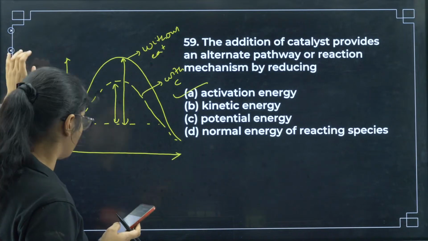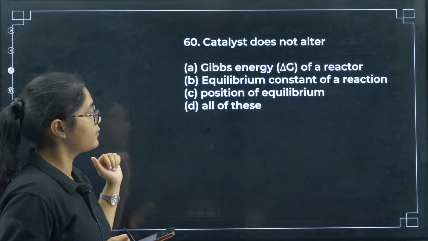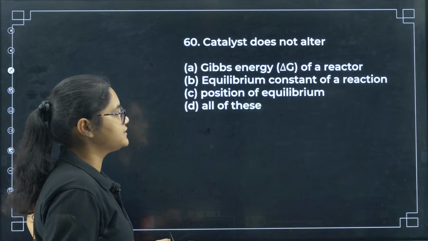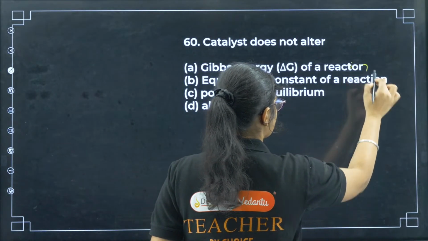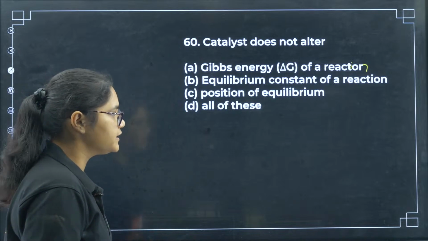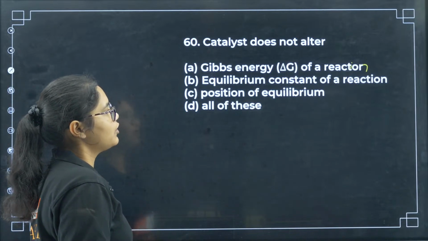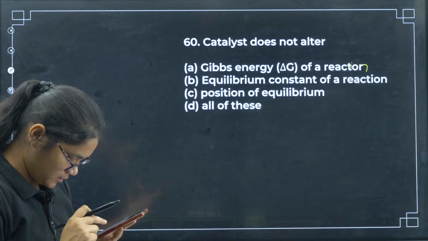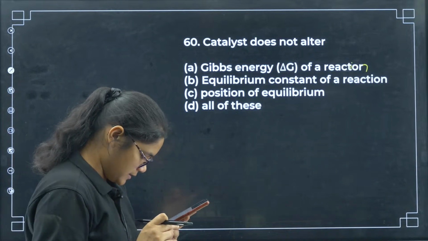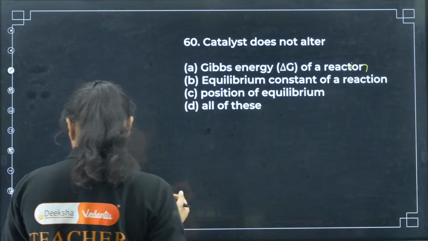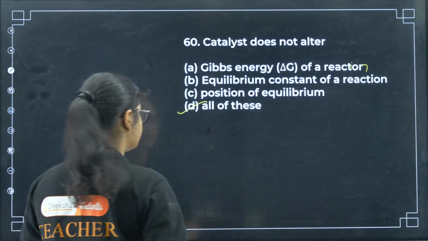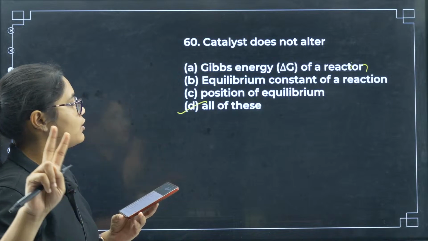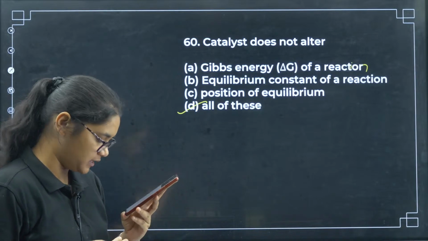Please mark this question. Some of you have got it correct and some wrong. Catalyst does not alter, as we discussed at the start of this session, the free energy of a reaction, the equilibrium constant of a reaction, the position of the equilibrium, all of those. Very easy, we discussed it in today's class only. Yes, 60A, no, please read the question. Yes, Yashas is correct. 60D, all of this: it won't affect the equilibrium constant, the position of the equilibrium, or the free energy.